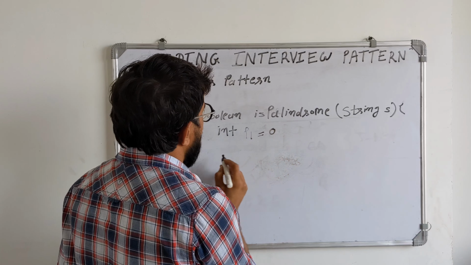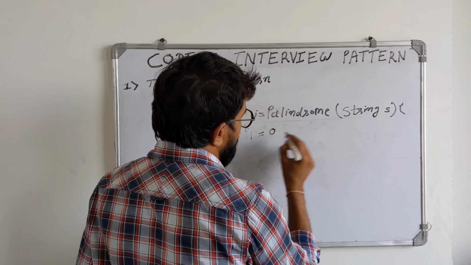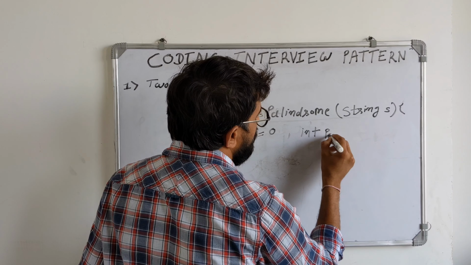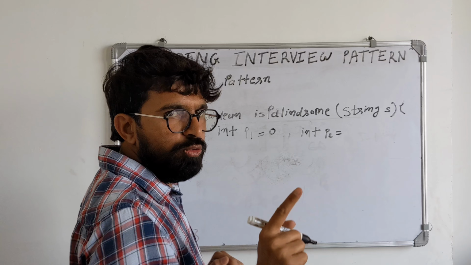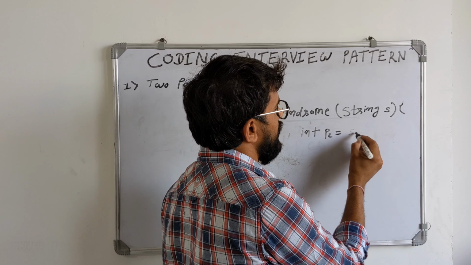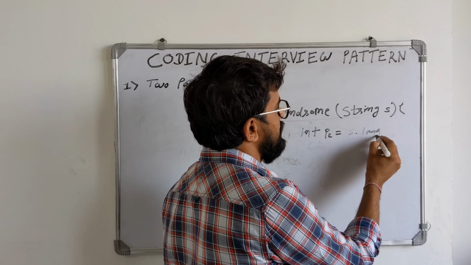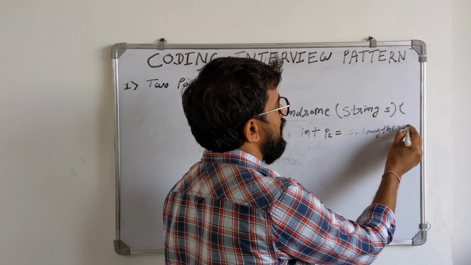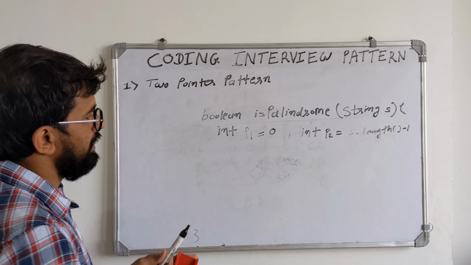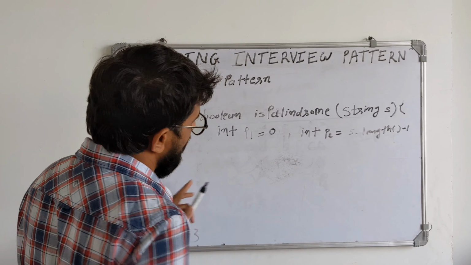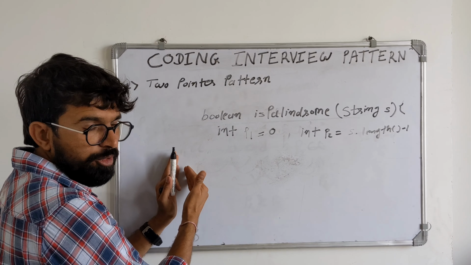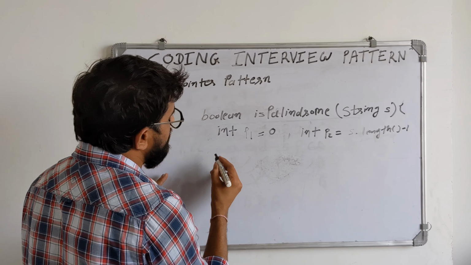I'm just putting it on the same line to avoid space issues. I will take the pointer P2. We said P2 will be the length, but as it is an index, it is S.length() minus 1. That means the index is less than the size. Now we have P1 and P2, as we said in the explanation, one at the leftmost and one at the rightmost. Now we'll just keep comparing.